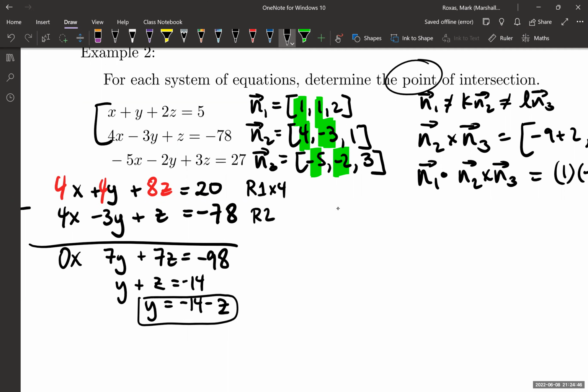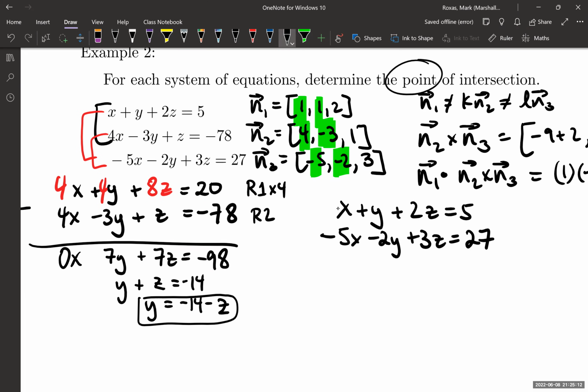The only way I can do that with what I'm given is if I take another pair of equations. I could take this pair, or I could take the first and third. So I'm going to take the first and third here. I'm going to write x plus y plus 2z equals 5, and the third equation, minus 5x minus 2y plus 3z equals 27.